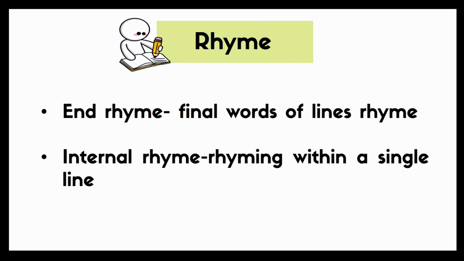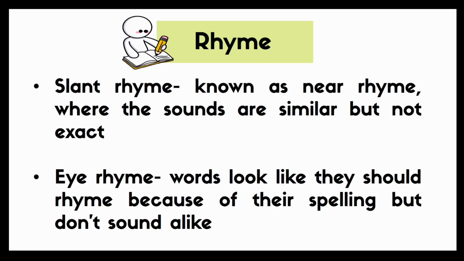There are also different types of rhyme. The first is end rhyme, where final words of lines rhyme. The next is internal rhyme, which means rhyming within a single line. The next type of rhyme is slant rhyme, which is also known as near rhyme, where the sounds are similar but not exact. And the last one is eye rhyme, where words look like they should rhyme because of their spelling but don't sound alike.